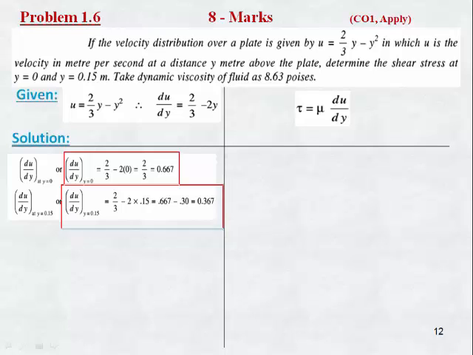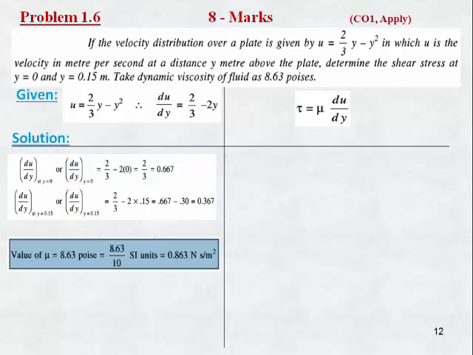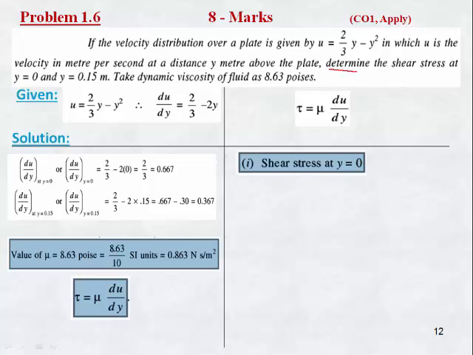We found 0.367. So the value of mu is given as 8.63 poise. So 1 poise equals 1 by 10th of Newton second per meter square. So we have to convert the unit poise into SI unit. It will become 0.863 Newton second per meter square. We have to determine the shear stress at each point, that is y equal to 0 and y equal to 0.15.